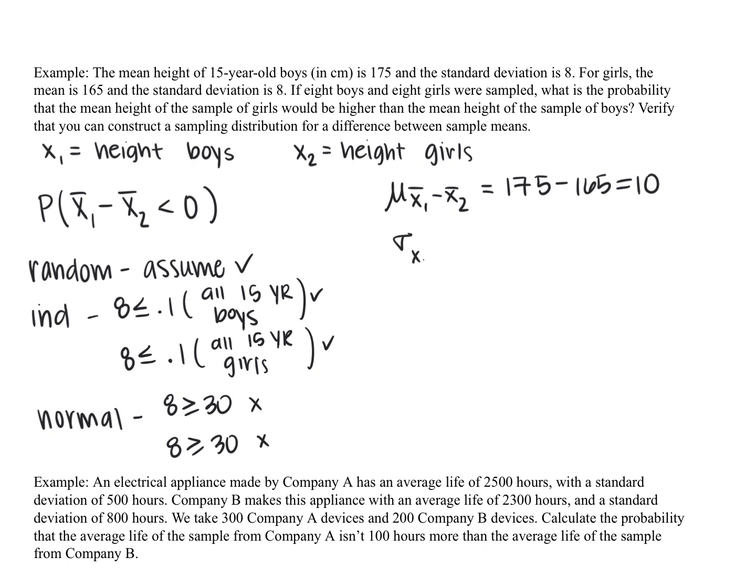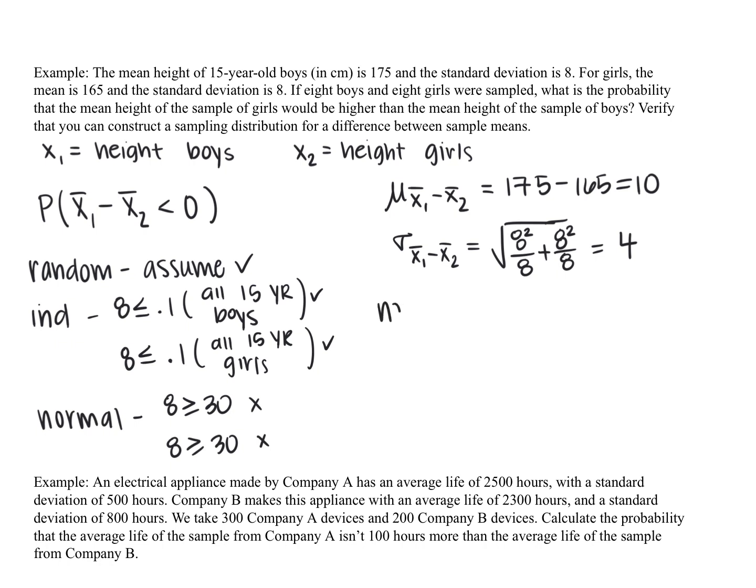And then for our standard deviation, we're going to do the square root of 8 squared over 8 plus 8 squared over 8. Because not only are both of the standard deviations 8, but the sample sizes are also 8. And we're actually going to get an exact number here of 4.